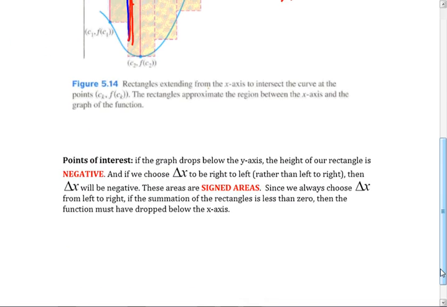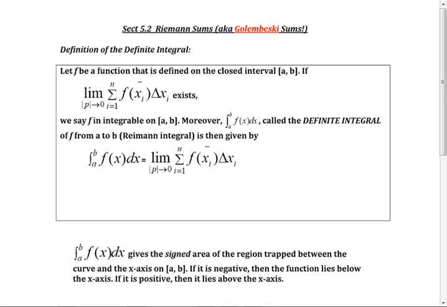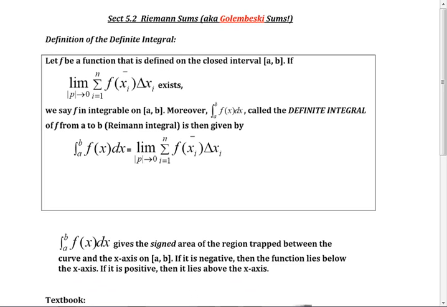So it says if the curve drops below the x-axis, the height of the rectangle is negative, so your area is negative. Okay, so how do I know which way I'm going? Well, this is what we're going to get right here. This is a Riemann sum. Formally, you're saying the width of the biggest rectangle has to go to 0. They call that a partition. Now, you don't have to know that. In fact, you're never going to write it that way.